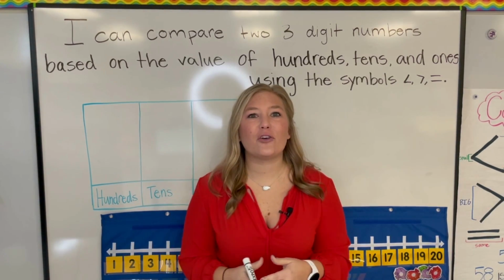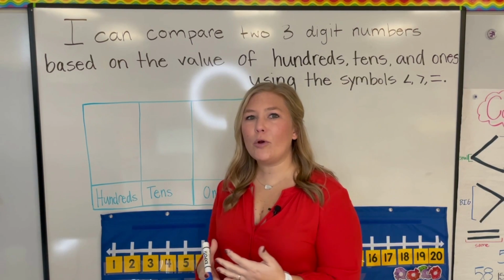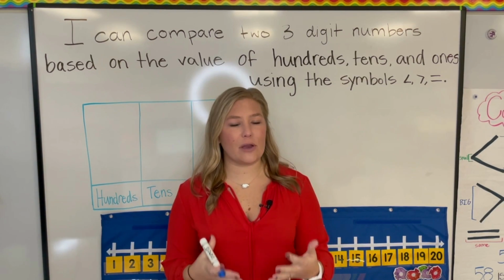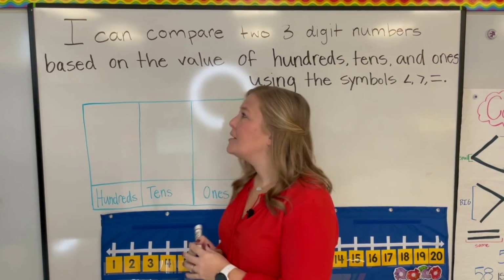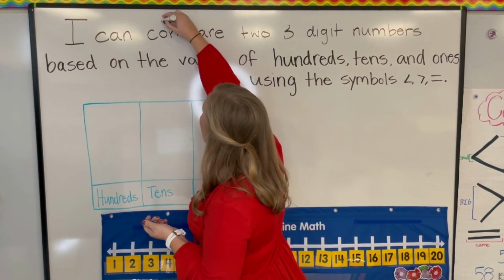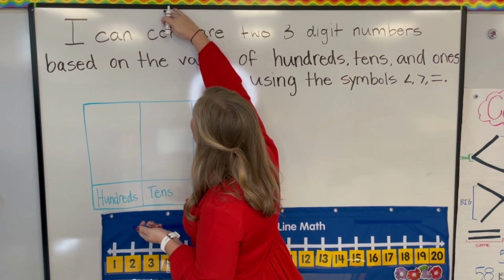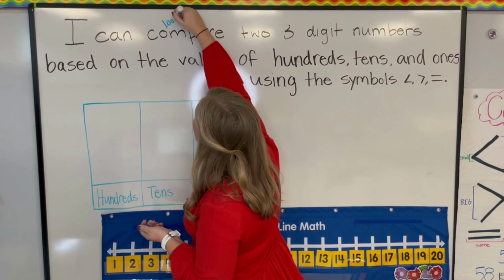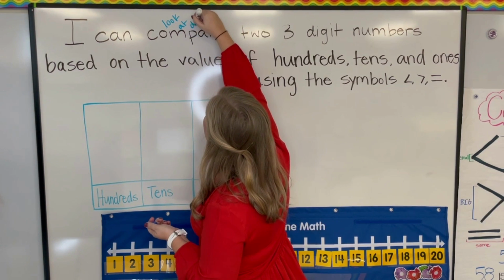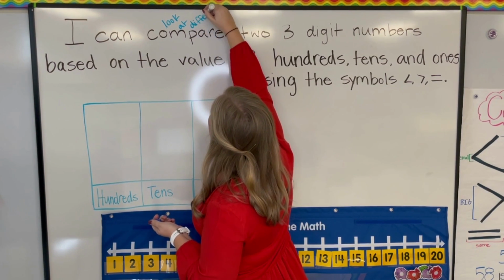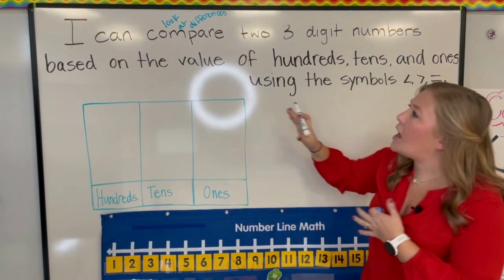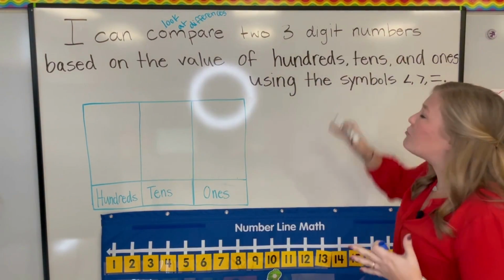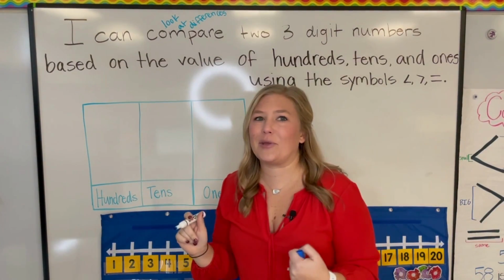So first we can look at that word compare. What are we doing when we're comparing two numbers? All we really are doing is looking at the differences. So when I think of this word compare, I can think of just looking at differences. Then I can go on. I can look at the differences of two three-digit numbers. That makes it a little bit easier.